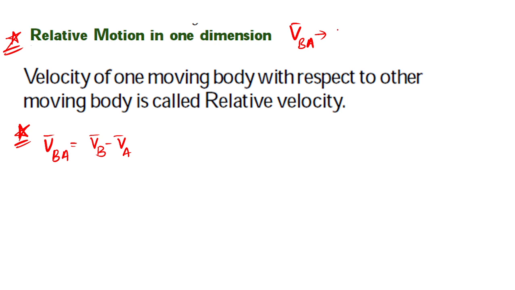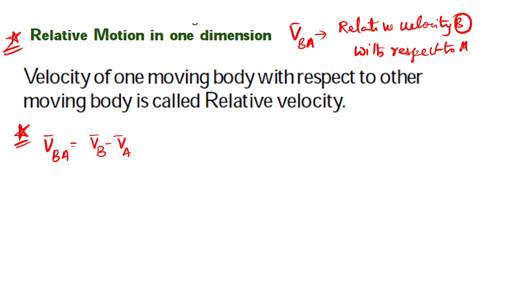What is this? Relative velocity of B with respect to A. Yes or no? So VBA is VB minus VA. Yes or no? Now when they are like this, what is this one?